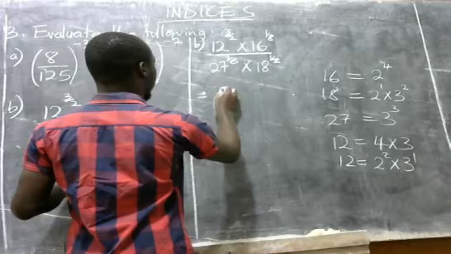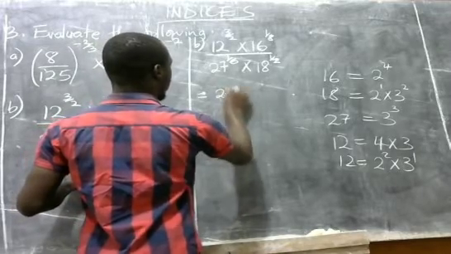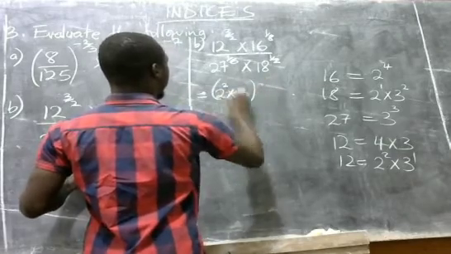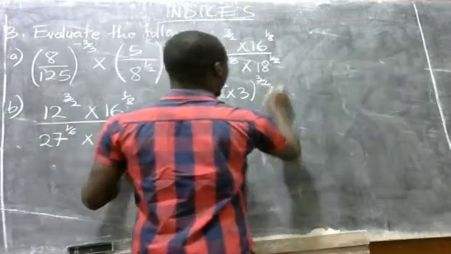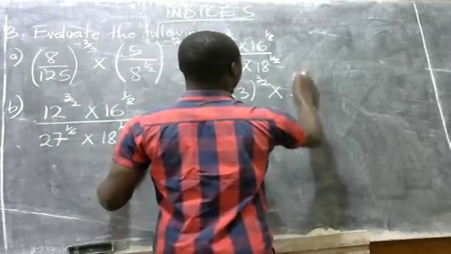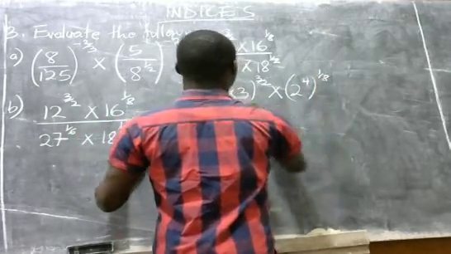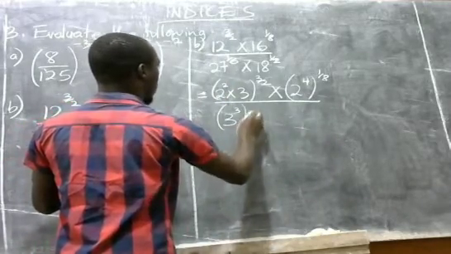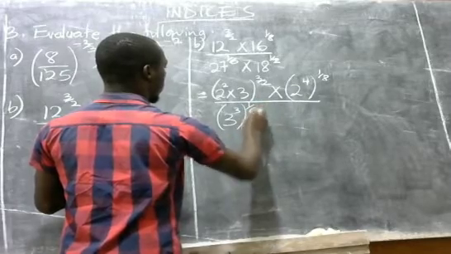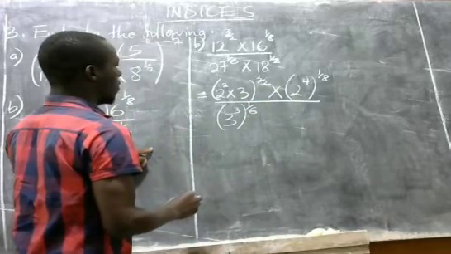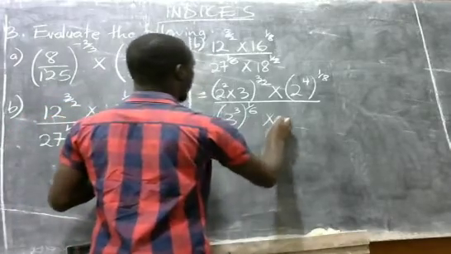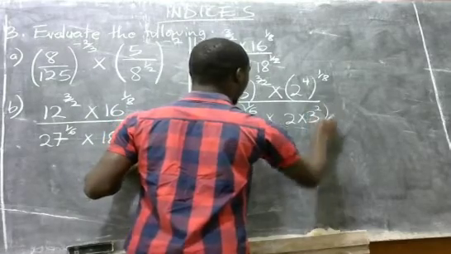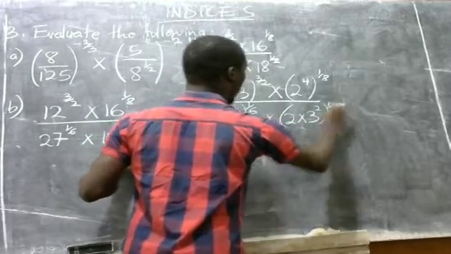So this one here, the 12 is going to be equal to 2 squared times 3. Then there is a power of 3 all over 2 times 2 power 4. Then there is a power of 1 all over 8. Divide by 3 cubed. Then there is a power of 1 all over 6. Then times the 18, which is 2 times 3 squared. Then there is a power of a half.